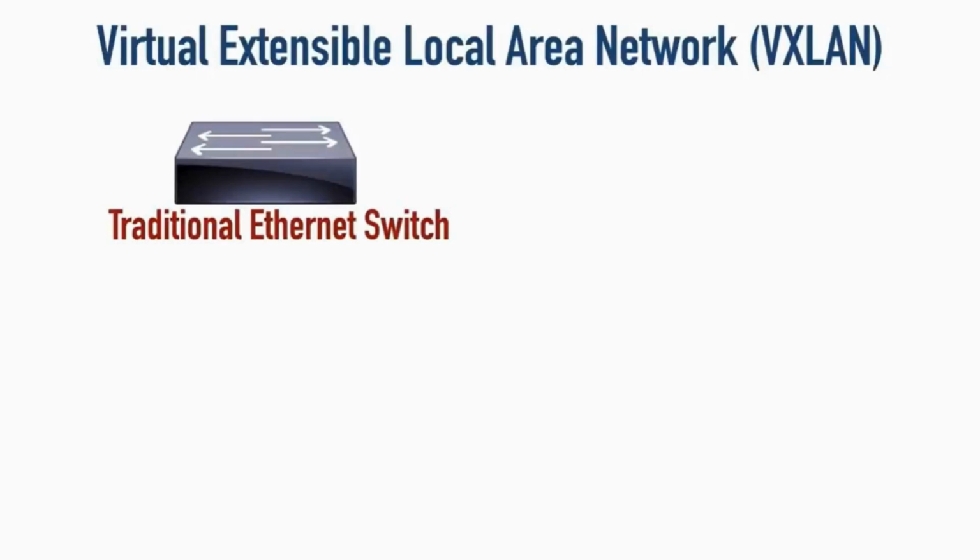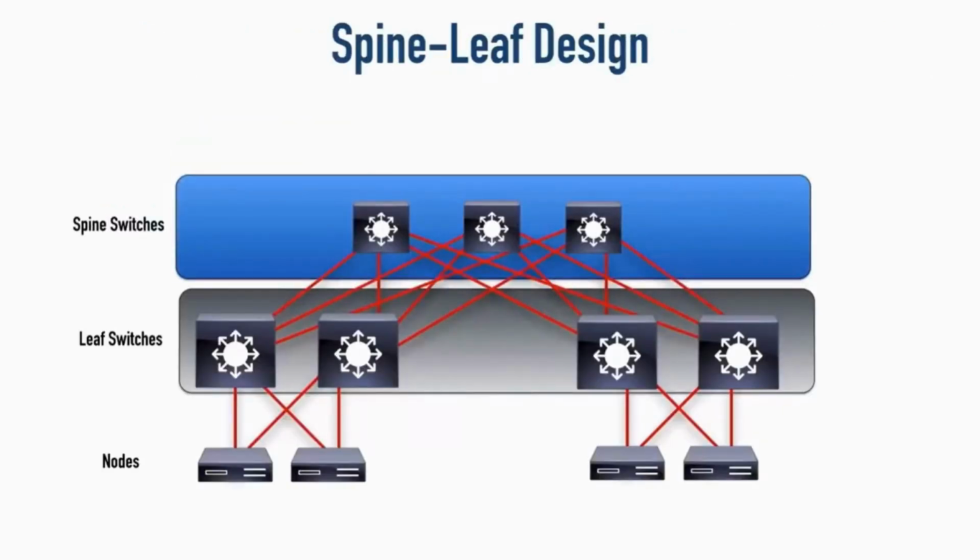With traditional Ethernet switches, we can support a little over 4,000 VLANs. The spine switches allow any leaf switch to get to any other leaf switch in only a single hop. We just have to go through one spine switch because every leaf switch is connected to every spine switch.